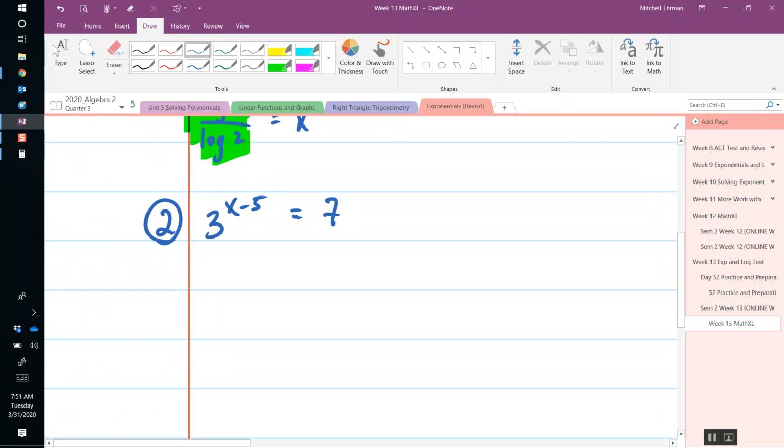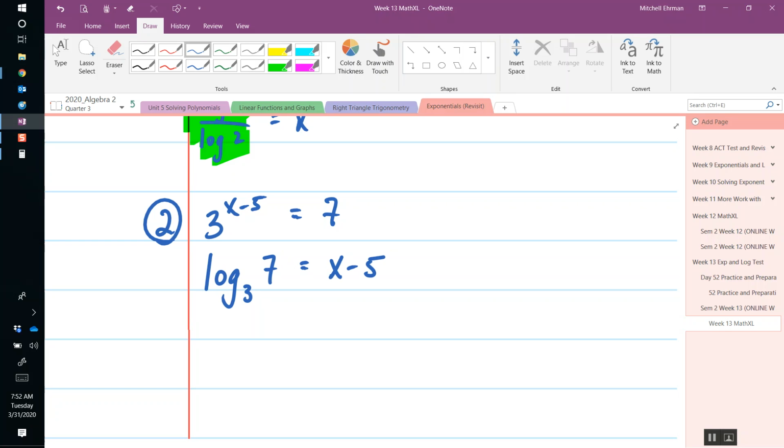And again, our job is to get the x by itself. Well, since the x, the unknown, is in an exponent right now, the easiest way to solve that is with a logarithm. So I'm going to write logarithm base 3 because it contains the same base of the exponent, of 7 is equal to x minus 5.